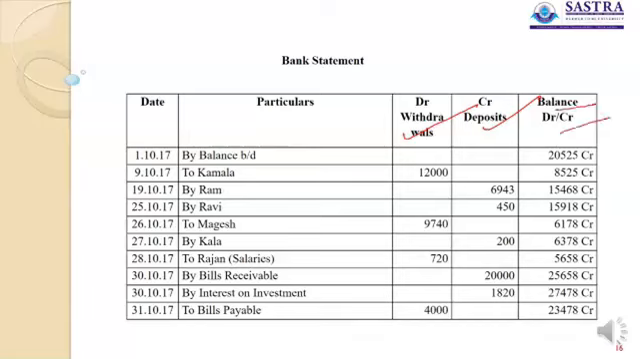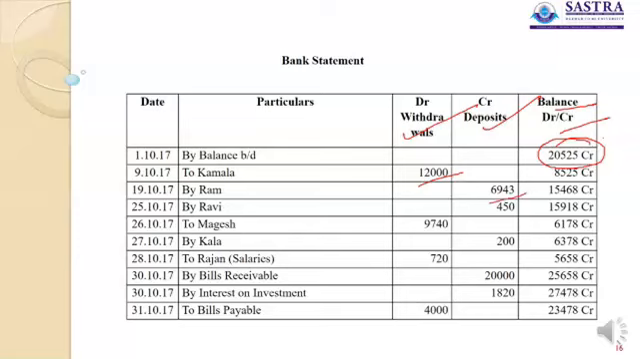The opening balance of bank, credit, and for Kamala 12,000 and 6,943, 15,468 and 450, 9,740, 200, 720 and 20,000, 1,820. See here, this 12,000 rupees is a payment. That's why it has been debited. And whom it is paid? Kamala. By Ram, 6,943.